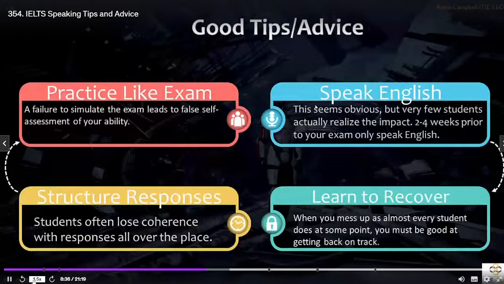Structure your responses. This kind of goes in line with what I said in terms of speaking with punctuation. You want to give a structured response, structured answers. Don't just ramble and babble on because you're going to lose coherence.